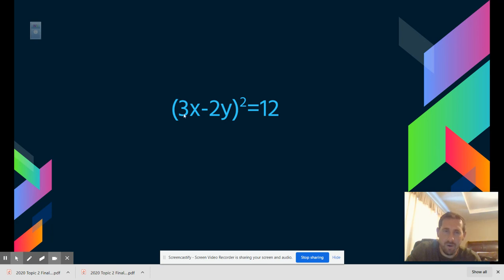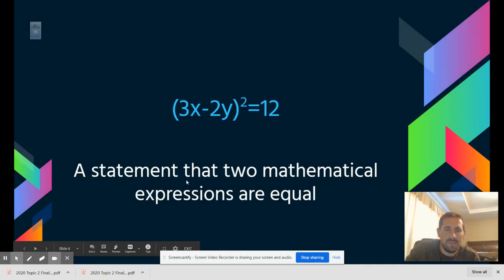Now, we've taken the whole thing, but we set it equal to 12. It's no longer an expression now. As soon as we put in an equal sign, it's known as an equation. So if you think of the word equation, it almost has the word equal right in it, okay? So this is an equation. A statement that two mathematical expressions are equal is an equation.